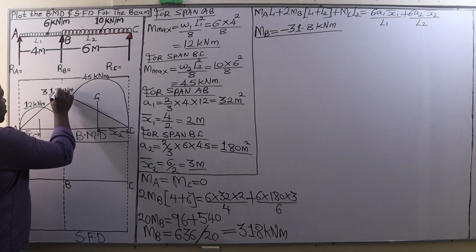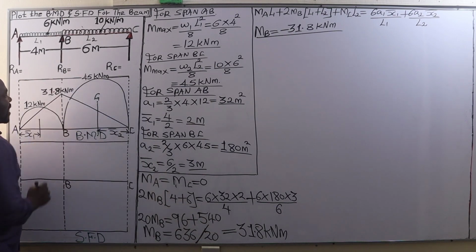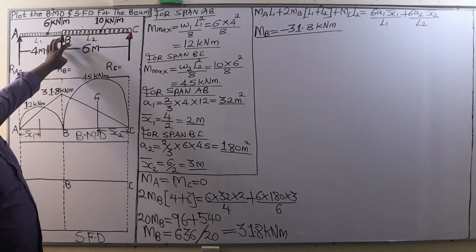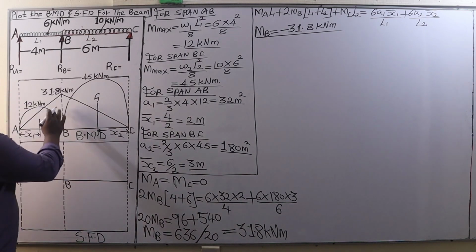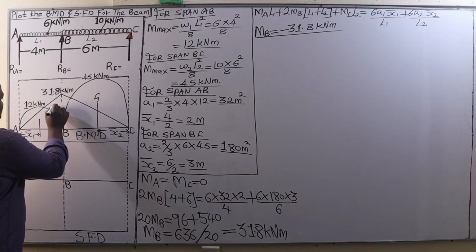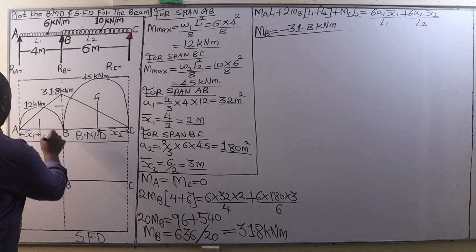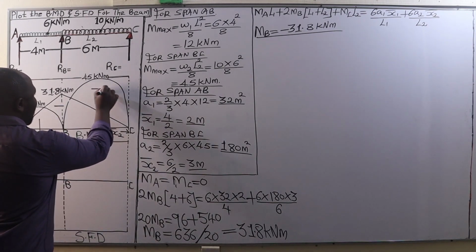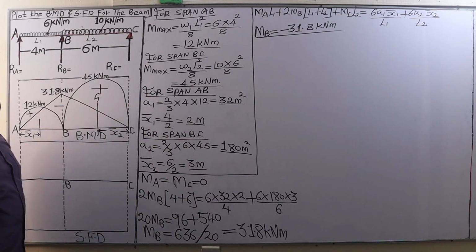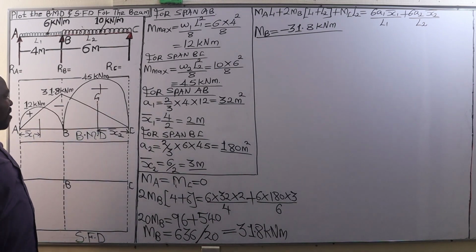So that is what we call a bending moment diagram for such a continuous beam carrying a uniformly distributed load over the whole of its span. This one is a negative bending moment. This one is a positive bending moment, whereas this one is also a positive bending moment.